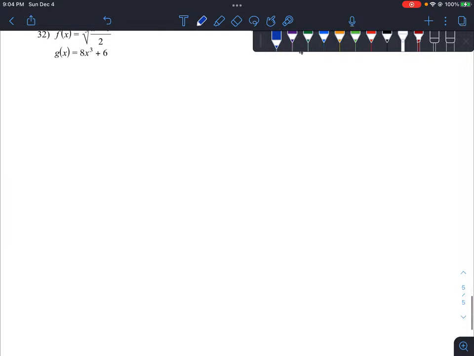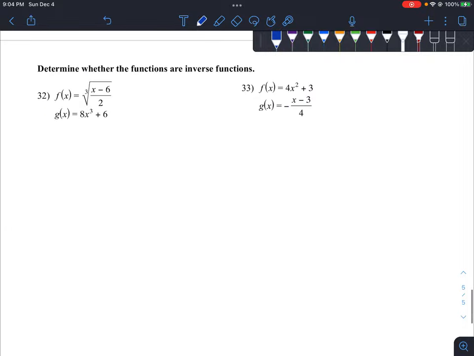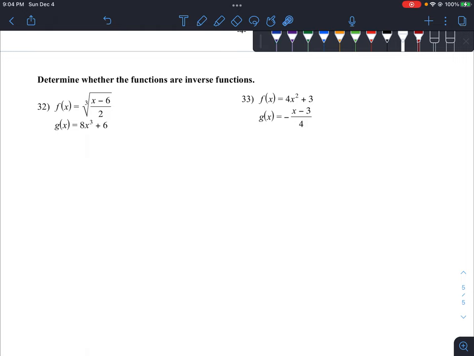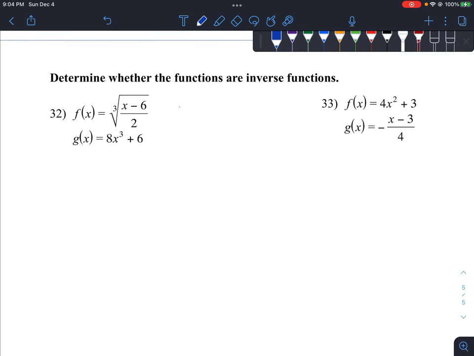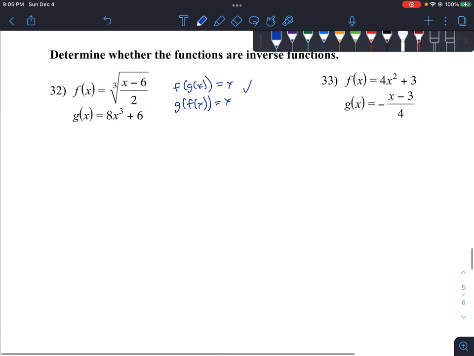Alright, I think these are the last two, so determine whether the functions are inverse functions. So you're given f of x and g of x on both of these, so we need to verify that they are inverse functions. So answer could be yes or no. So to verify that, we're going to do f of g of x, and then g of f of x, to make sure that if they both equal x, then they will be inverse functions.